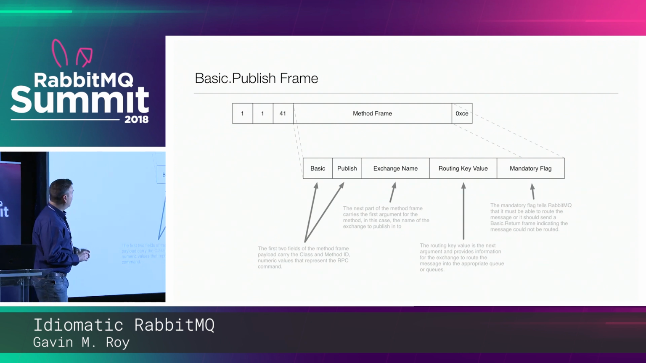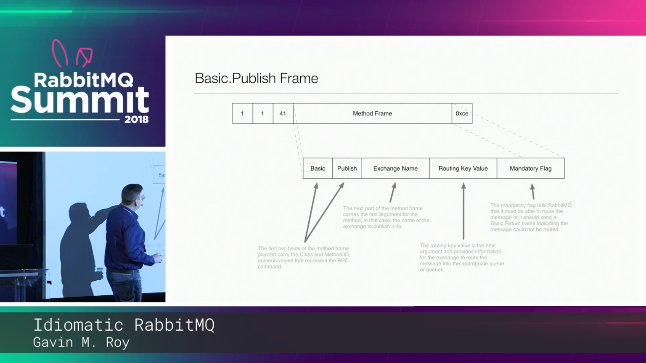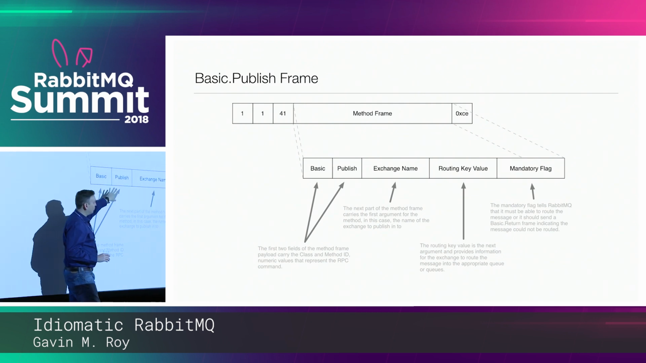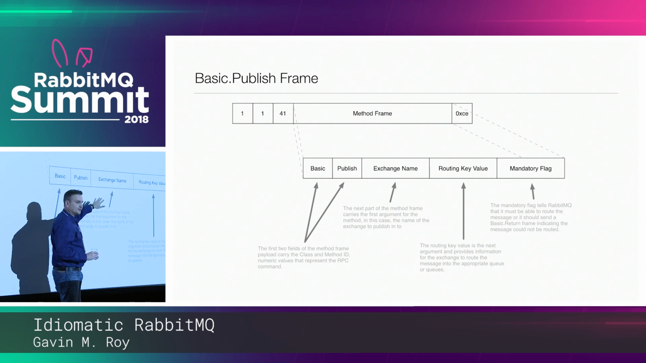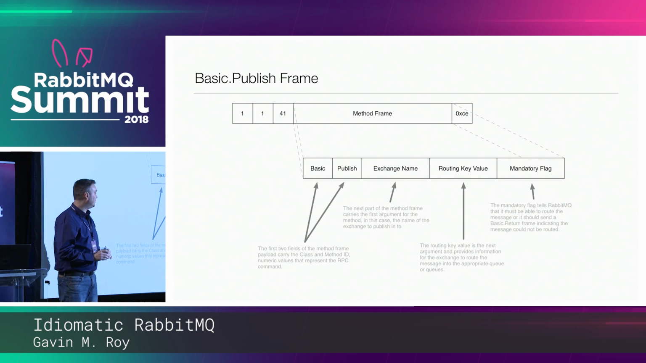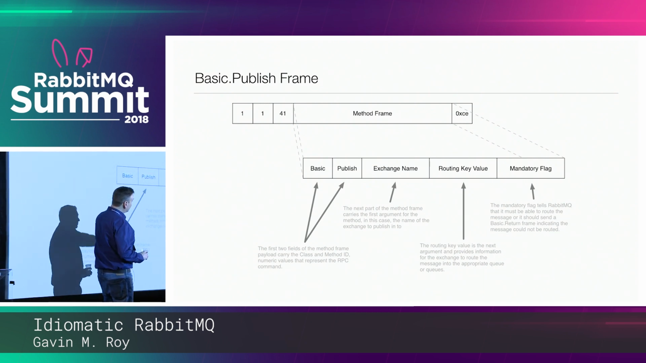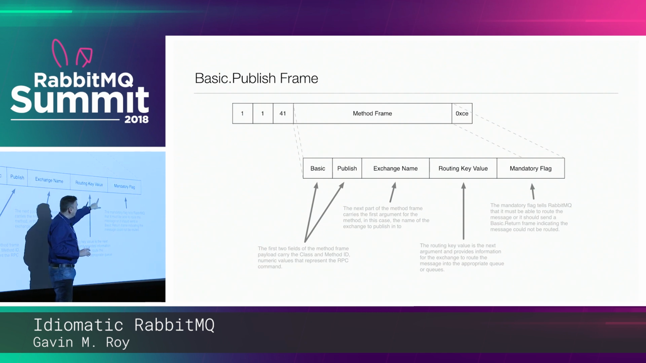So the method frame, the very first frame, the basic publish, keeps our class, our method, and then the first argument is the exchange that we're going to publish to. Now this could be empty if you want to use the implicit direct publishing to a queue behavior, or it could be your exchange name, and then the routing key value, and then the mandatory flag.